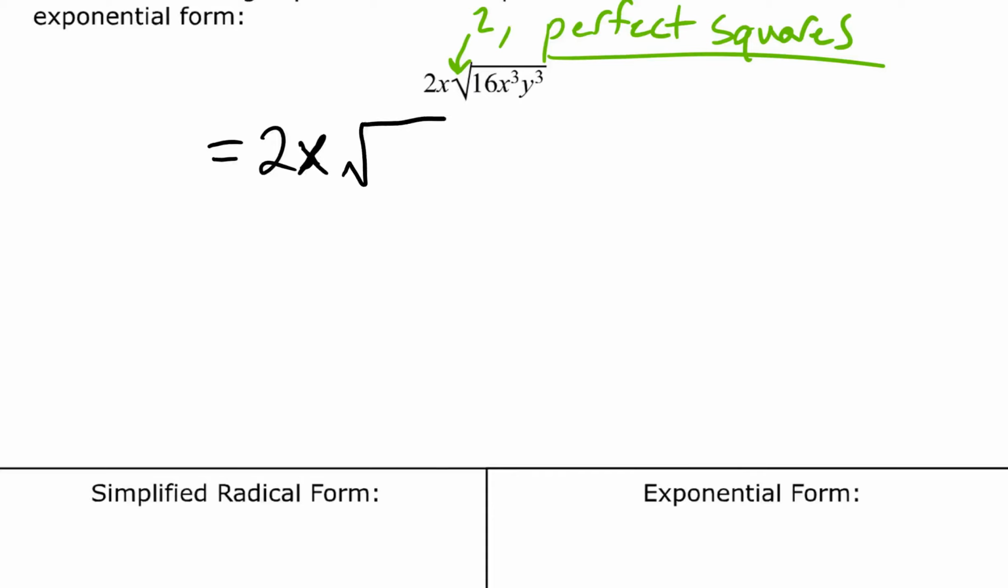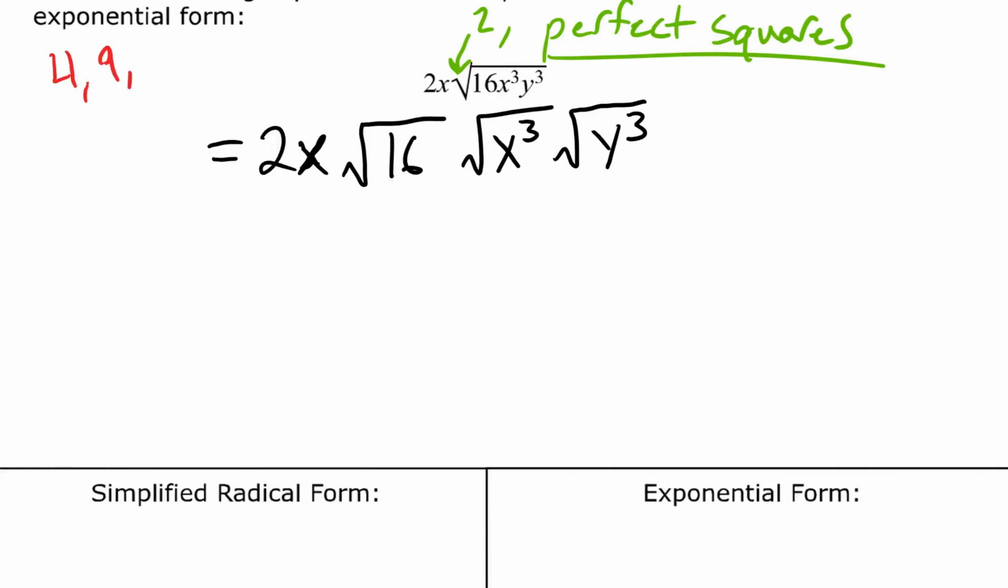The square root of 16, I'm just going to separate everything out. X to the third, square root of y to the third. Okay, since those three are being multiplied underneath the radical, that means that I can split them up. Luckily, I know that from my list of perfect squares, 4, 9, 16, 25, I actually know that 16 is a perfect square on its own. So let's take care of that first. 2 times x times the square root of 16 is just 4.